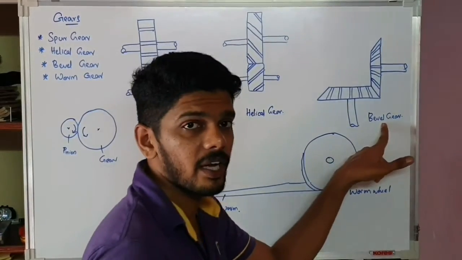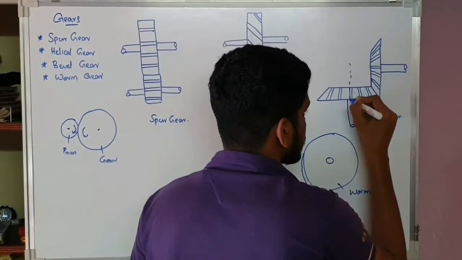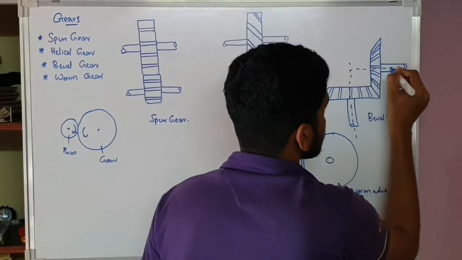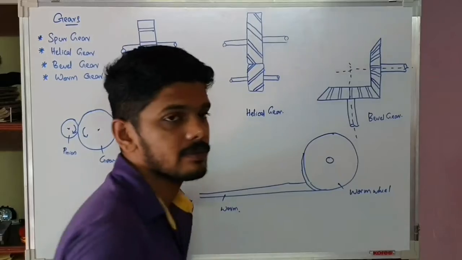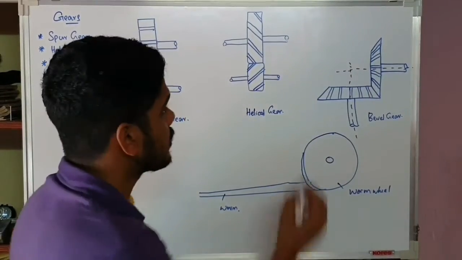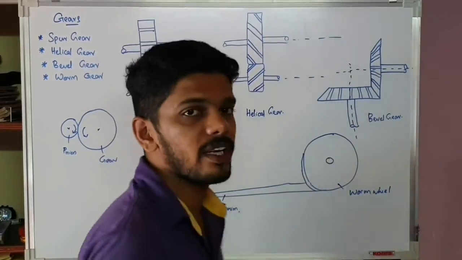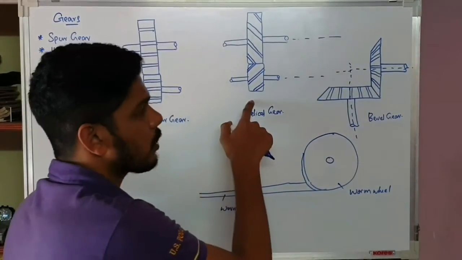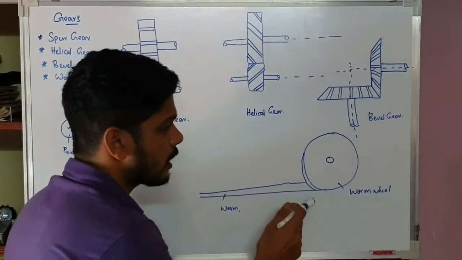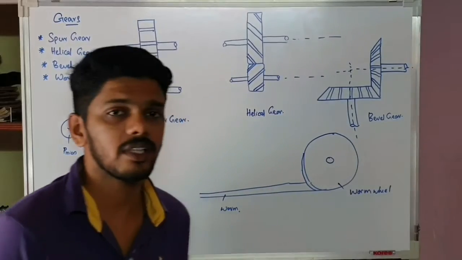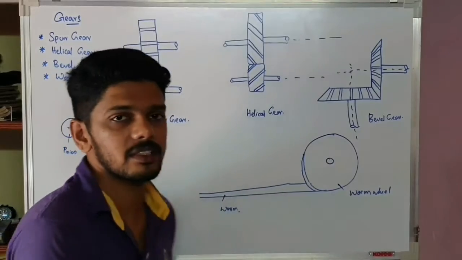For the case of bevel gear, we have intersecting gears. That means the shaft axes: if this is the shaft axis and this is the shaft axis, they will intersect at this point. This is the point of intersection. Since these are parallel, they will not intersect. This is non-intersecting, this is also non-intersecting, but this is intersecting. This is also a non-parallel shaft. Worm gear is also a non-parallel shaft. So these four types of gears are there.